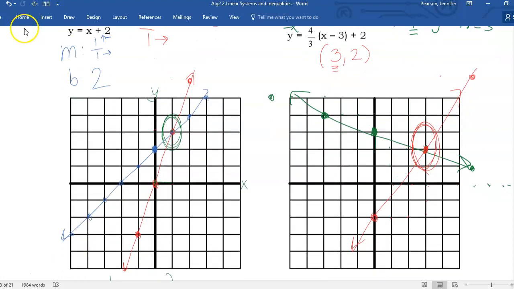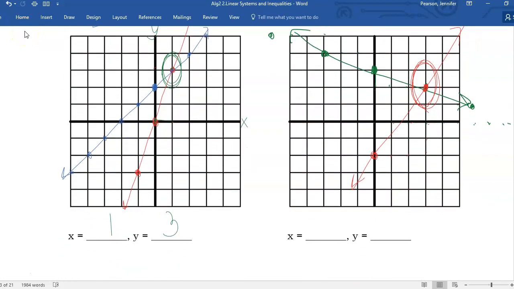Because from the origin, we go over 2, 3. From the origin, we go over 3 and up 2. Over 3, up 2.